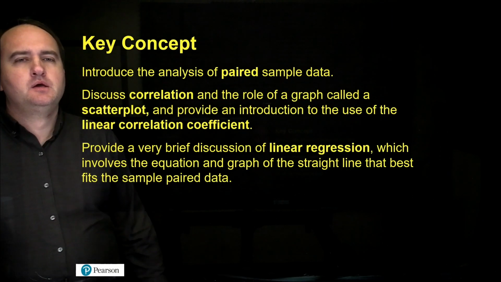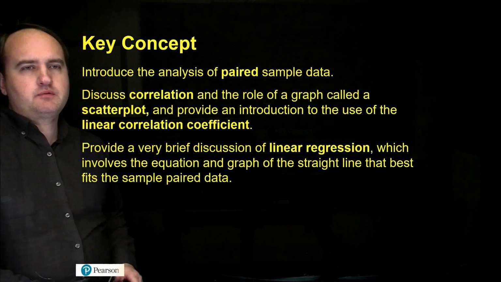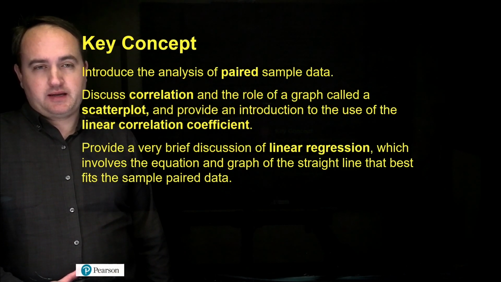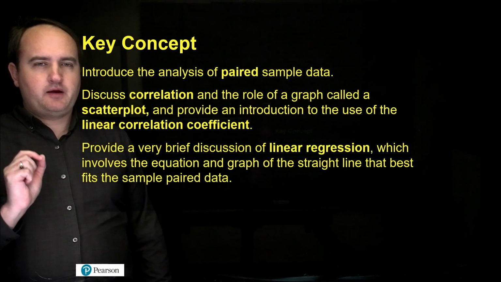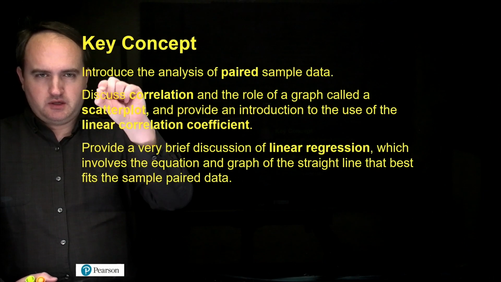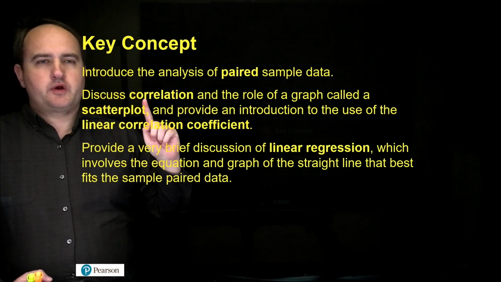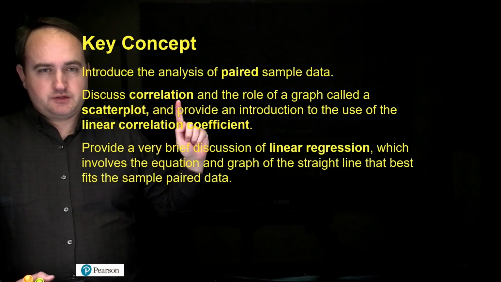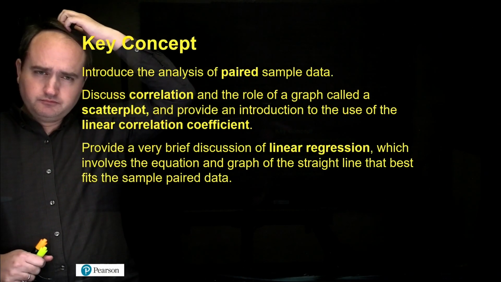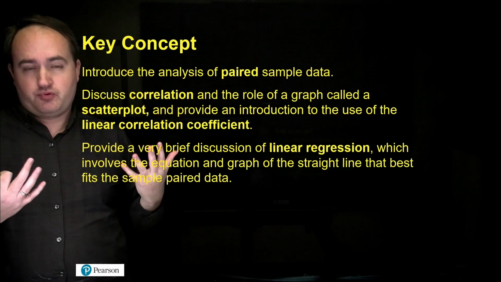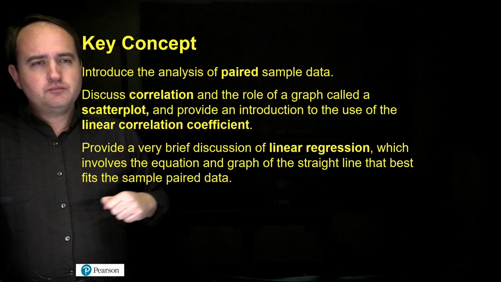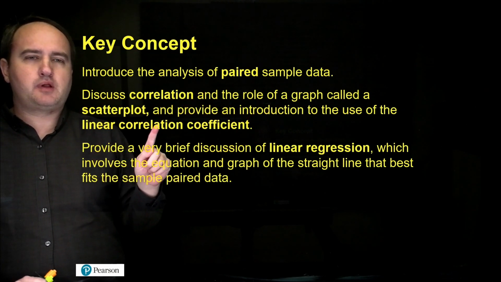Okay. So what we're going to be learning about in this video is the analysis of paired sample data. So like I was saying, paired means you have an x coordinate and a y coordinate. So points in two dimensions. We're going to be learning about what's called correlation, which is basically looking at the scatter plot. Does it have a shape or a pattern? That's the essential idea there. And the role of the graph called a scatter plot.